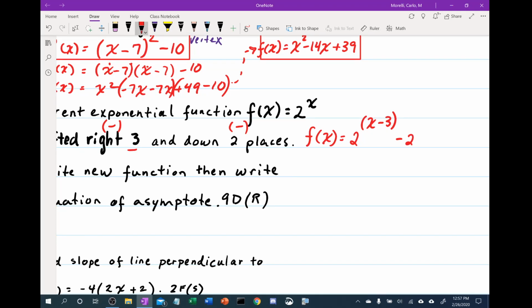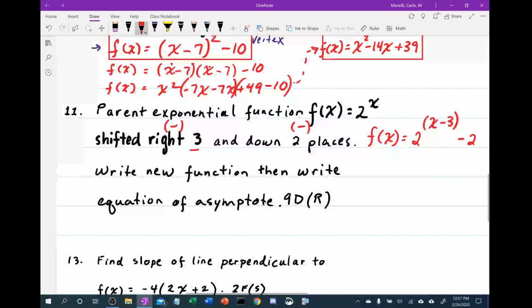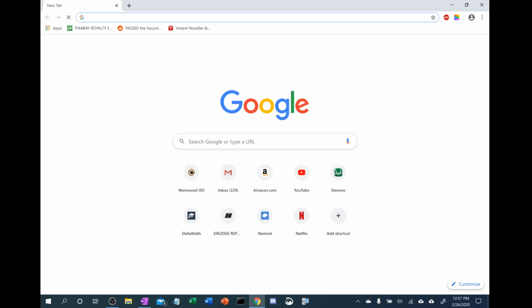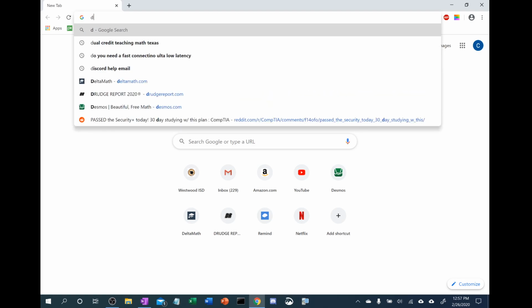Well, that's not the end of it all. It's asking us for the equation of the asymptote. Do you remember what that means? It's the wall, okay? It's the wall. So for this, I want to show Desmos so you can see.